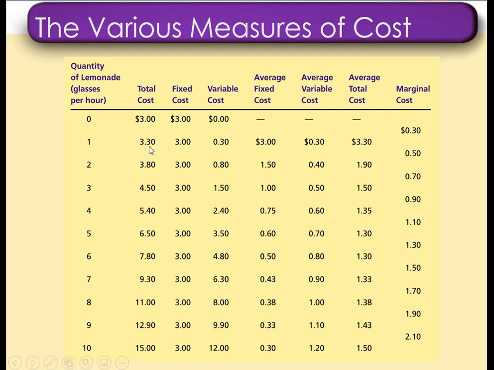Similarly, when you are producing 2 units, your cost increases from 3.30 to 3.80, and in order to calculate the change, you subtract this value from this value. 3.80 minus 3.30 gives you 0.50, that is the change in total cost, and the change in quantity is 2 minus 1, which equals 1. So 0.50 divided by 1 equals 0.50. And when you want to calculate the marginal cost for the third unit, you subtract this value from this. 4.50 minus 3.80 gives you the change in total cost of 0.70, and change in total quantity is 3 minus 2, which equals 1. So 0.70 divided by 1 equals 0.70, and you can calculate the rest of the values by using this formula.